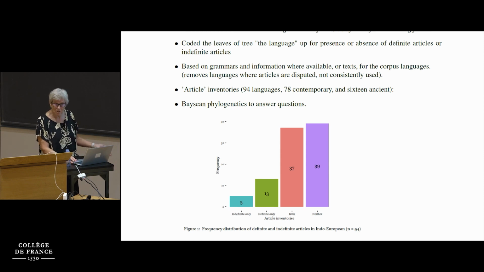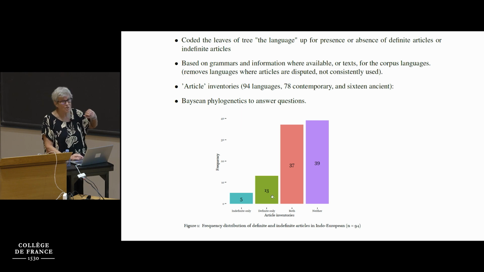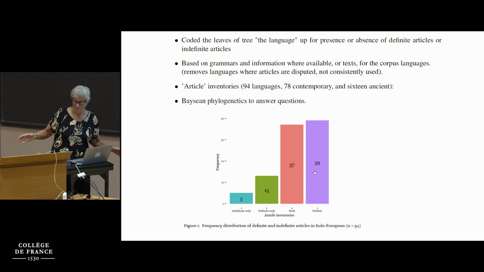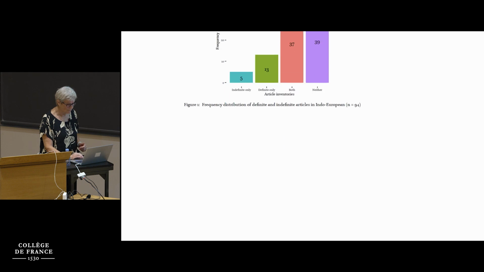This has both ancient and synchronic languages. And so there are 5 languages that only have indefinite articles. There are 13 languages that have definite only, no indefinite articles. So that's more like the African situation with Akan. There are languages that have both, 37, and then there are languages that have none, okay, 39. So we see there's a big difference between languages that have just one article and languages that have both articles. So what is going on?